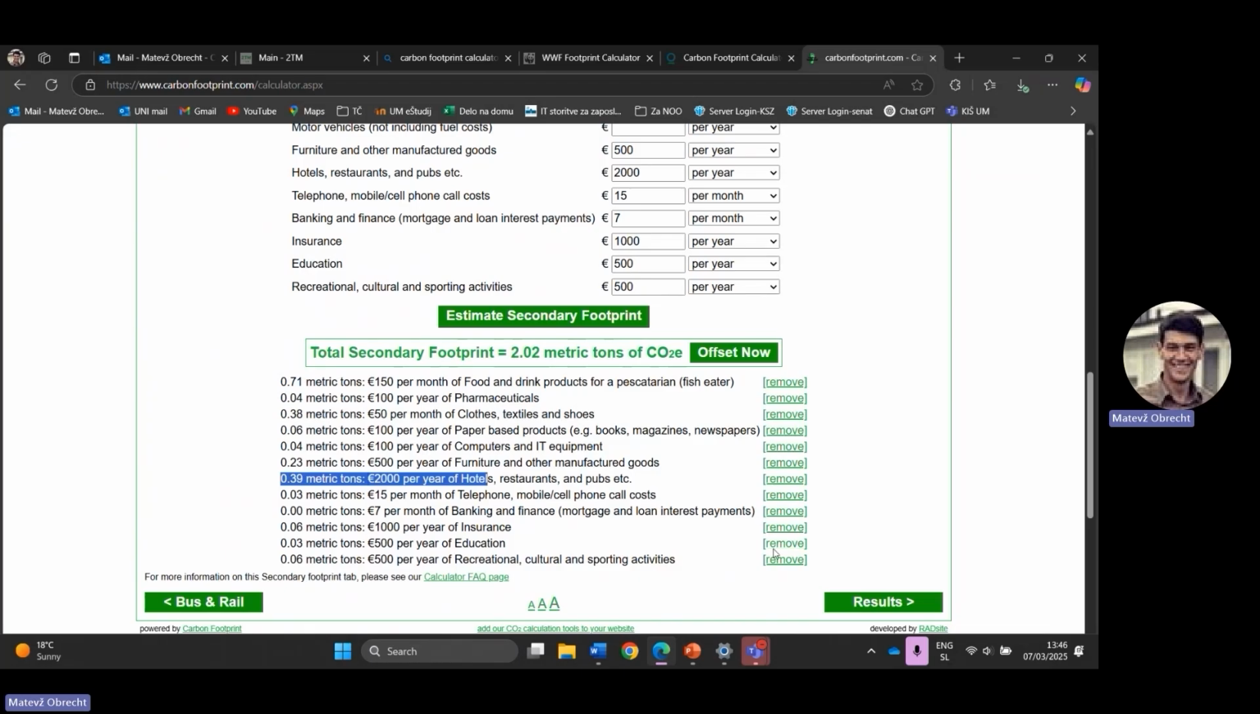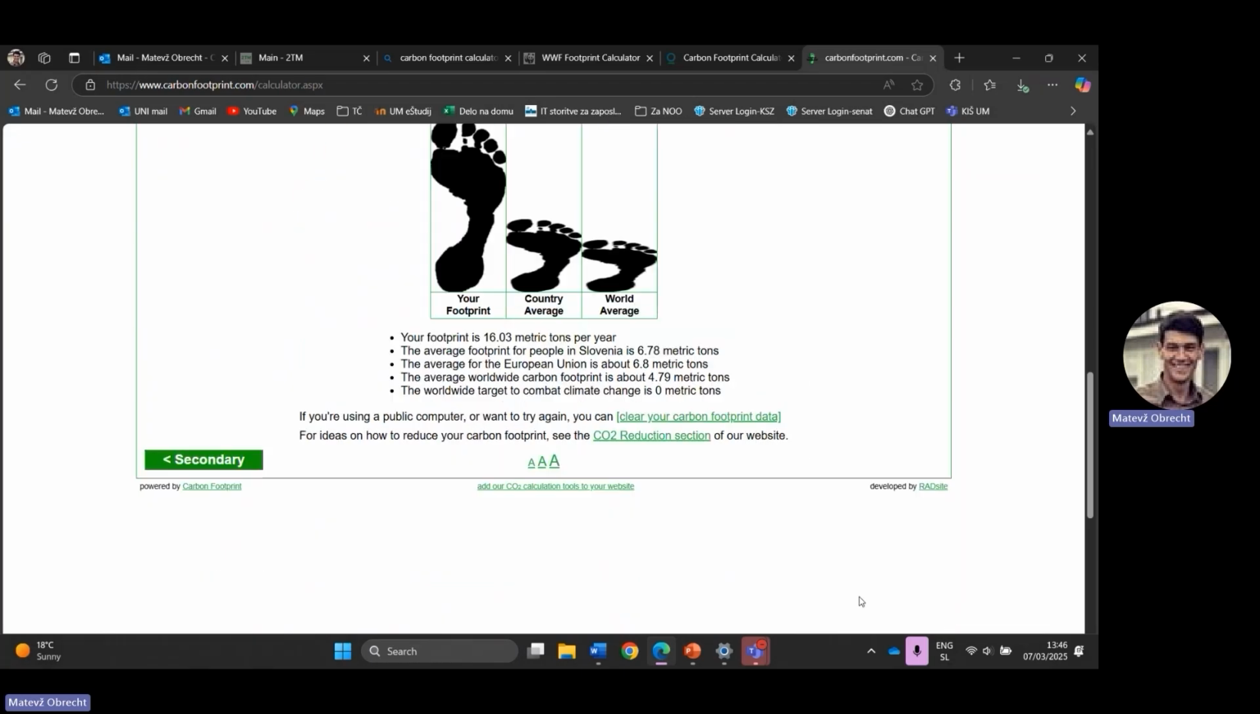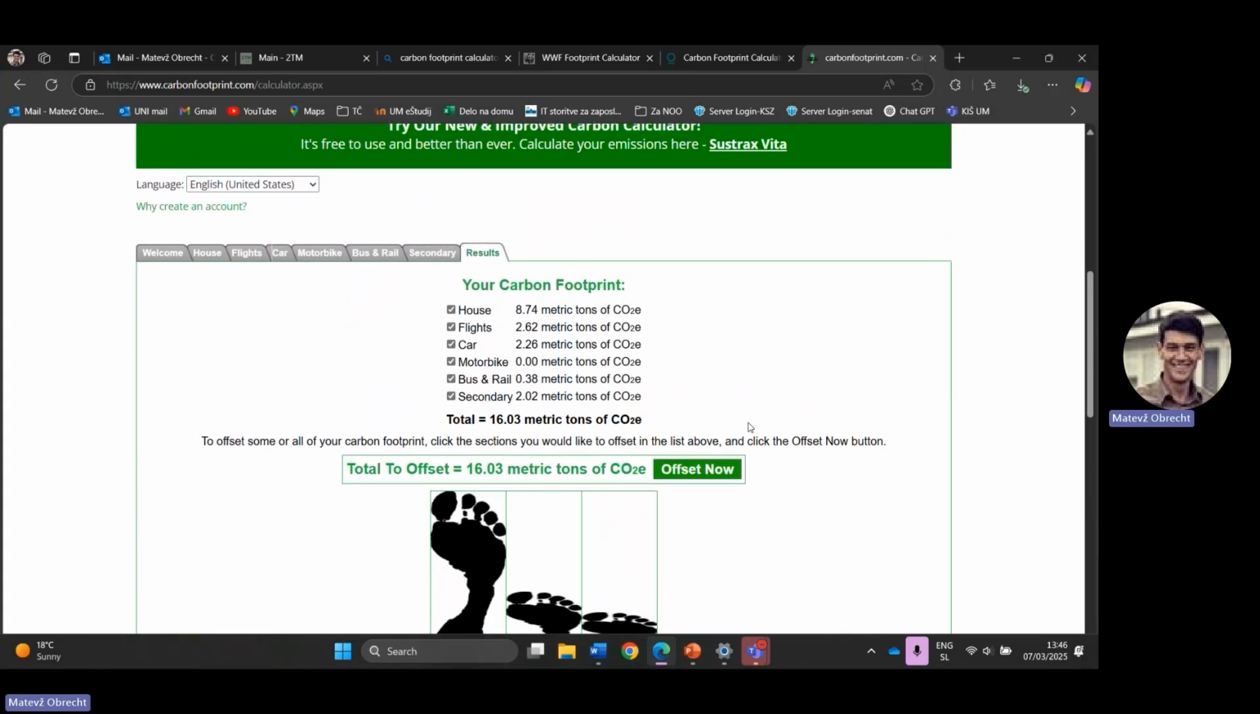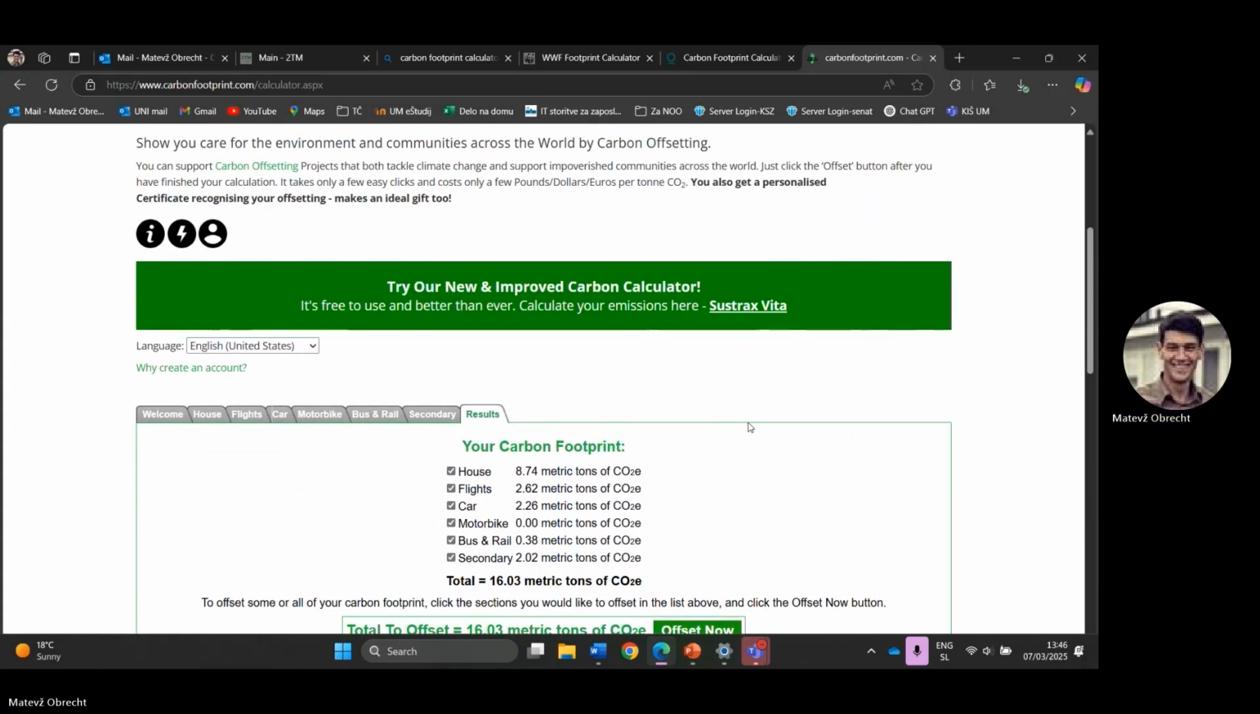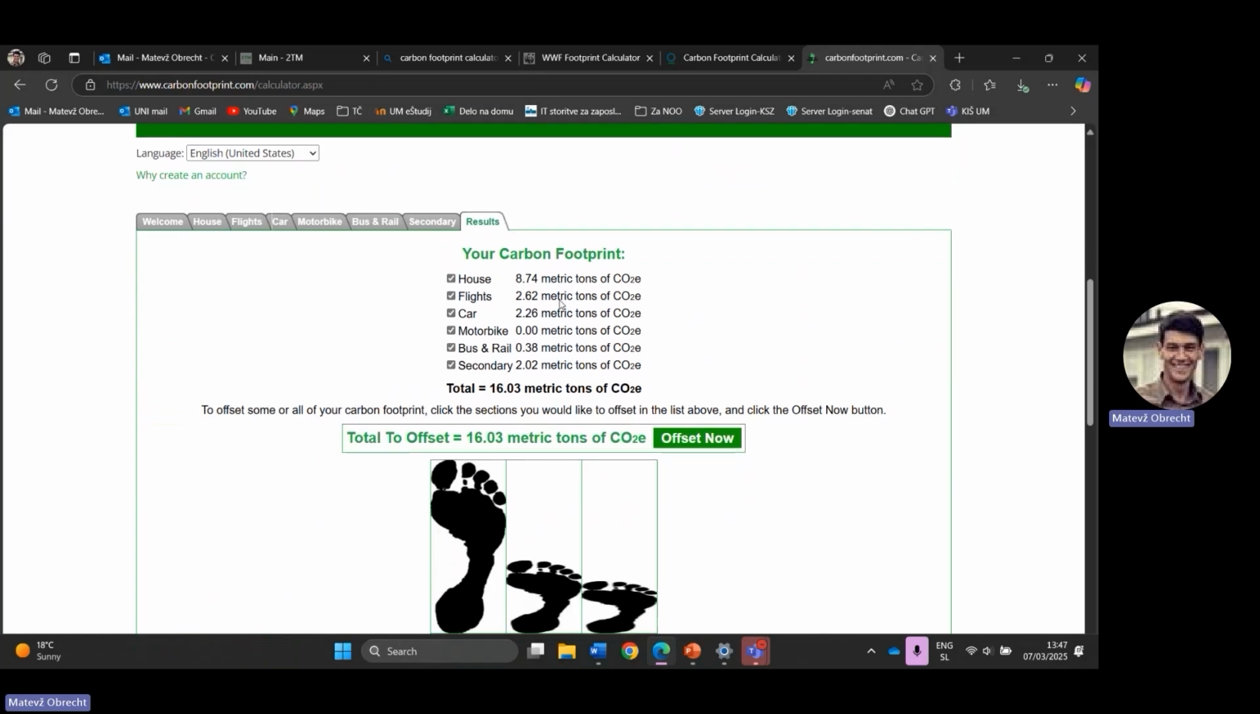So in this phase, we can go to the final results, and here you can see the final results of yours that you have calculated. So like mentioned, house, flight, car, motorbike, public transportation, and secondary impact. So once again, quite a big impact. So 16 metric tons of CO2, quite a lot above the average.